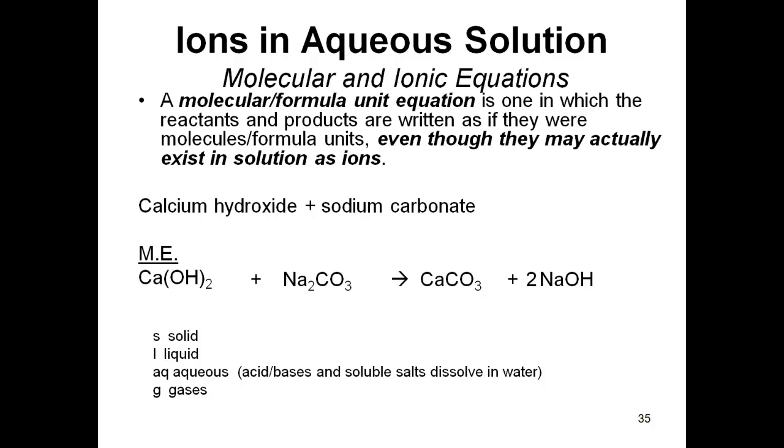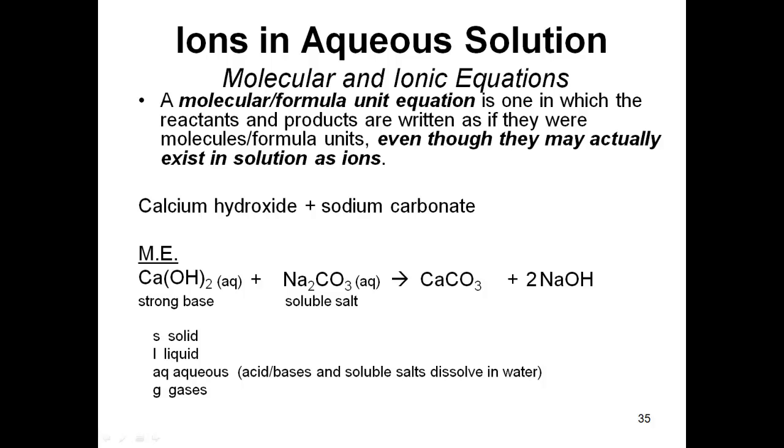Let's look at calcium hydroxide first. What kind of species is calcium hydroxide? That's one of the strong bases. Okay, what happens to a strong base? It's soluble in water. Therefore, we're going to have to represent that as aqueous. What about sodium carbonate? What kind of substance is that? That's a soluble salt. Okay, since it's a soluble salt, it's going to dissolve in water, so we're going to call that aqueous.